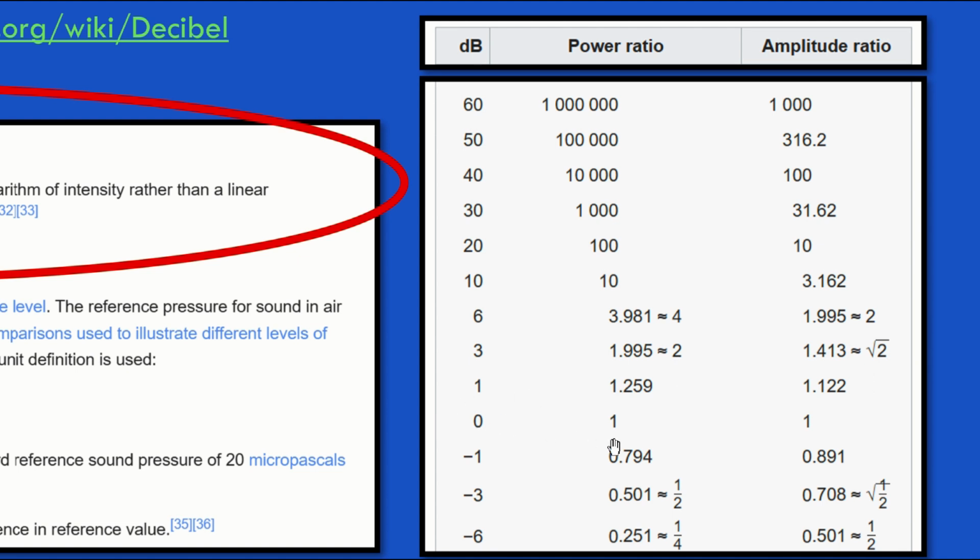0 dB is a power ratio of 1. It's also an amplitude ratio or pressure ratio of 1, whereas something like 6 dB is a power ratio of 4 or an amplitude ratio of 2, and so on. Anyway, have a look at that. Think about it. Let's move on.